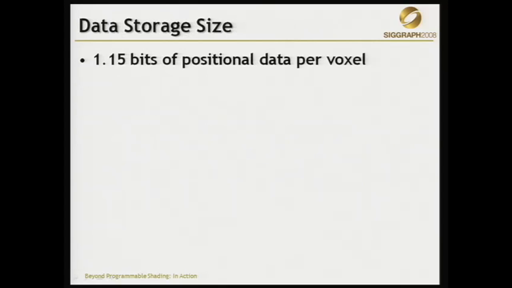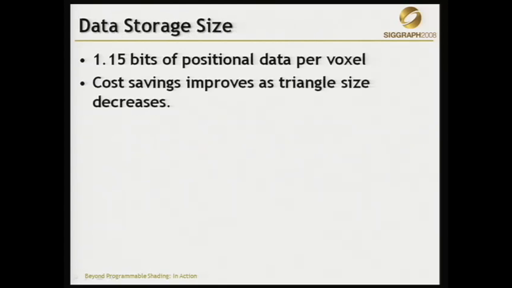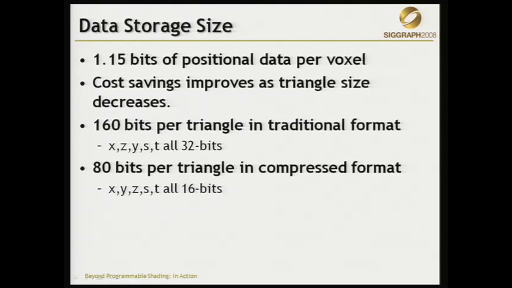So it costs an additional 15% of data for the geometry bitmaps. And the smaller an equivalent triangle gets, the better the cost savings will be if you used voxels instead. There is 160 bits per triangle in a float format, and about 80 bits per triangle in a typical compressed format.